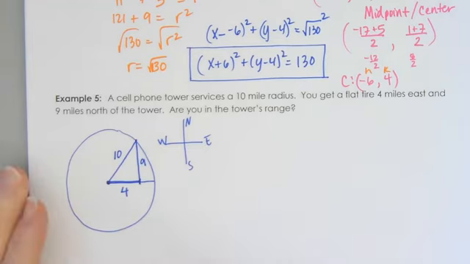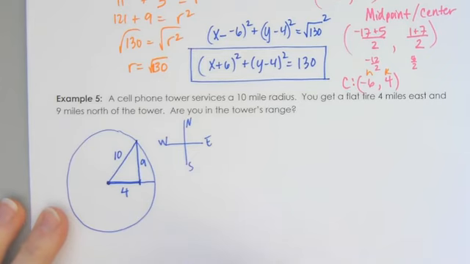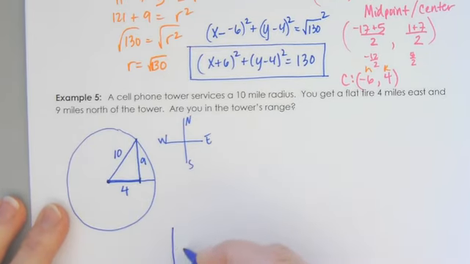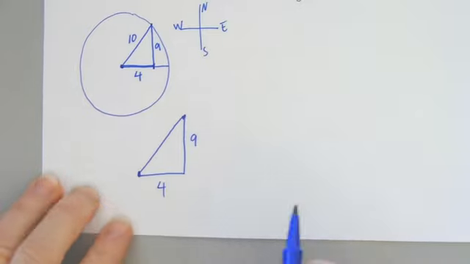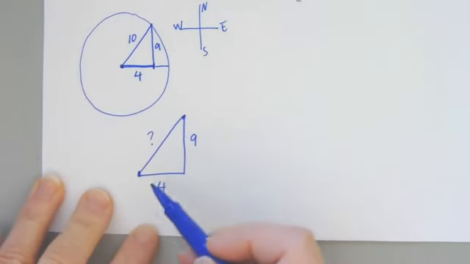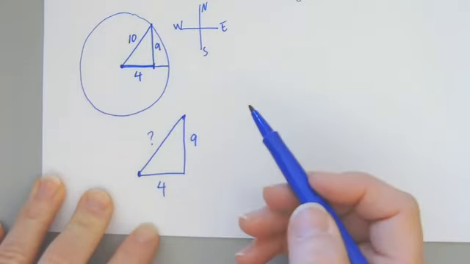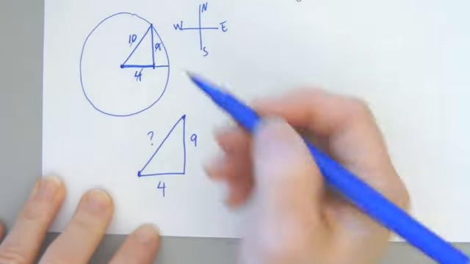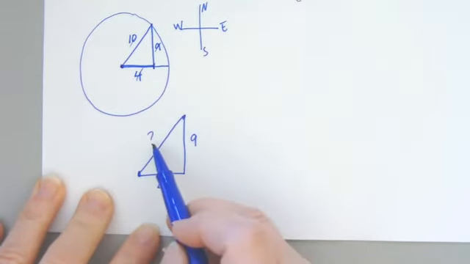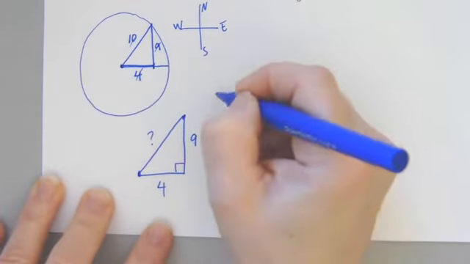So, I made this picture look nice, but essentially I went 4 miles east, I went 9 miles north. I want to know if this is the right triangle here. I want to know what this distance is. If that distance is less than 10, then I will have cell phone service. If it's more than 10, then that means that I'm outside of that circle. So I need to figure out what that number is. So this is set up to be a nice right triangle, so I'm just going to go ahead and do Pythagorean theorem.